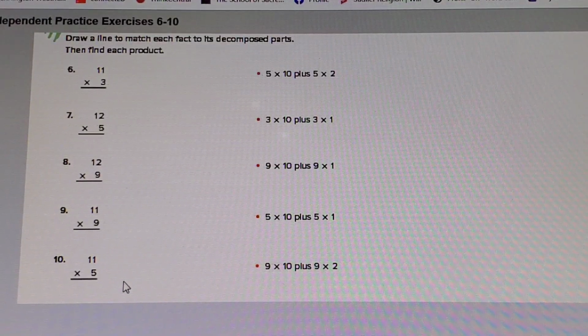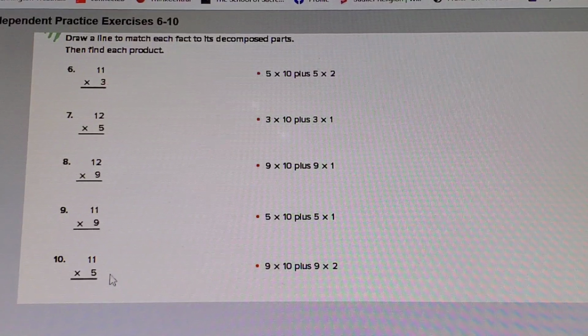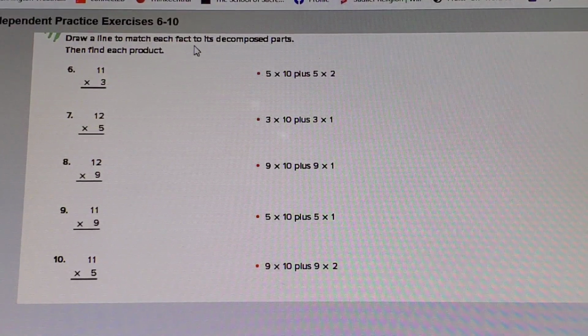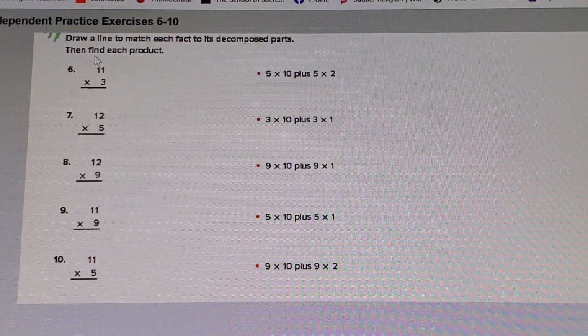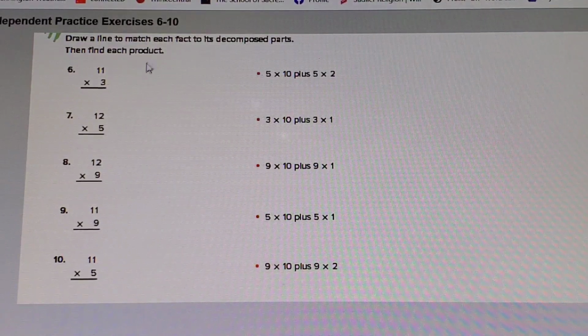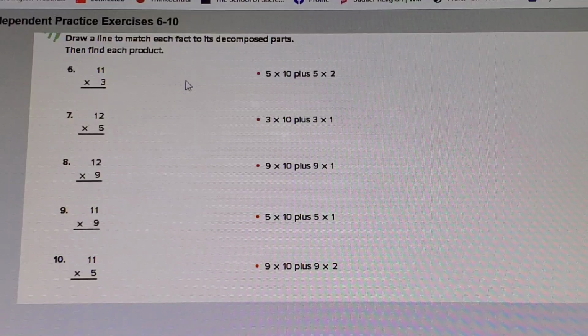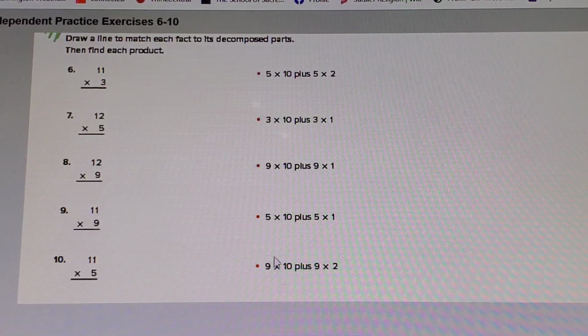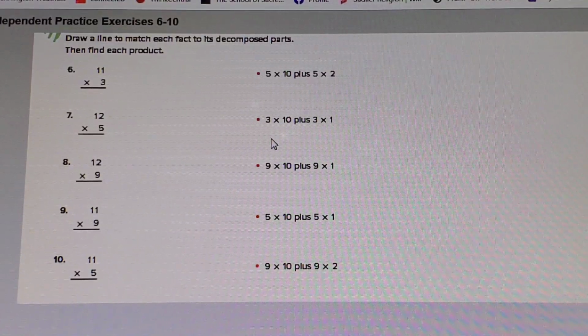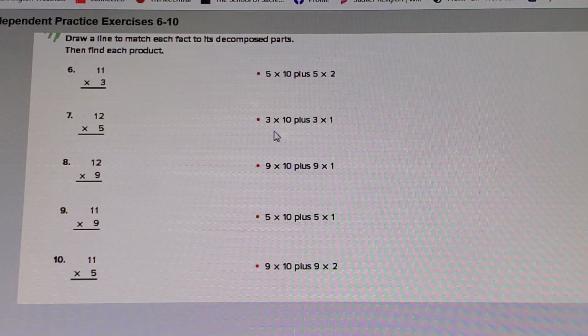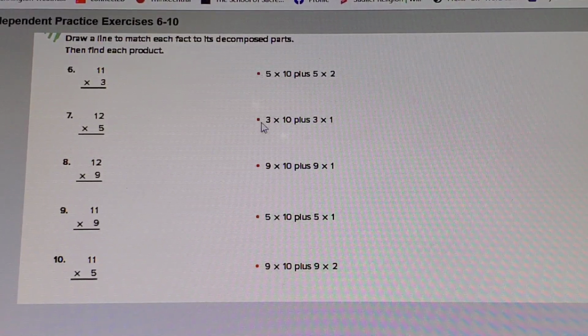Independent practice, numbers 6 through 10. Draw a line to match each fact to its decomposed parts. Then find each product. Number 6, 11 times 3. It has to match up to 3. 3 times 10 plus 3 times 1 would be 3 times 11. That matches there. And you write what you think that answer would be.